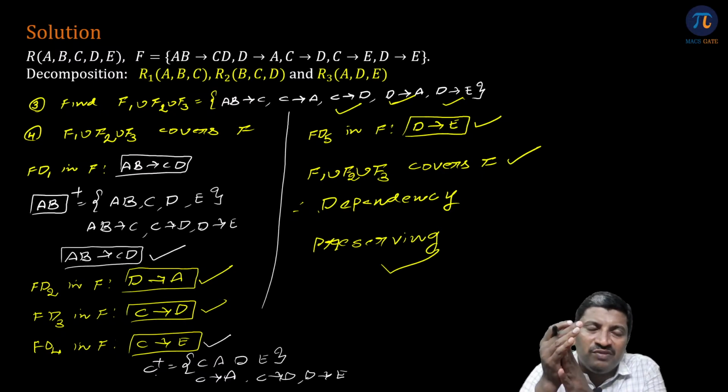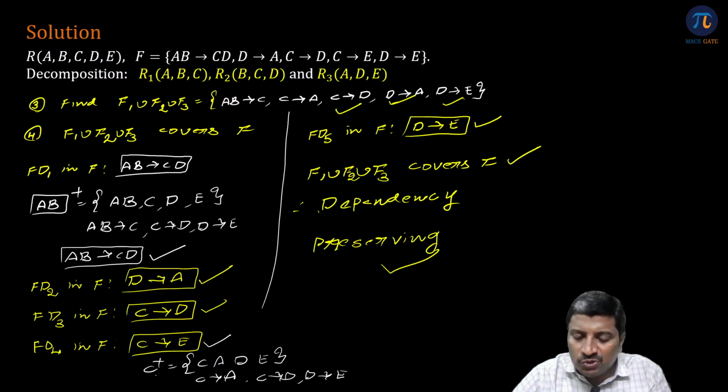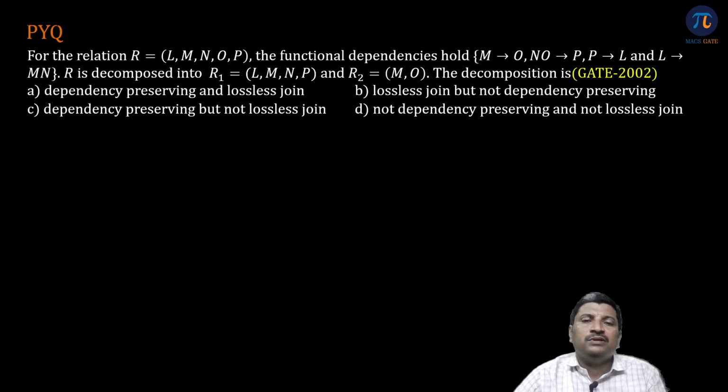Similarly, you can do it even if the relation is decomposed into 4 relations or 5 relations. The only step is we need to identify the corresponding F1, F2, F3, F4 like that, right? So let us do some previous questions on both properties, lossless as well as dependency preserving. So just go through the questions, sir.